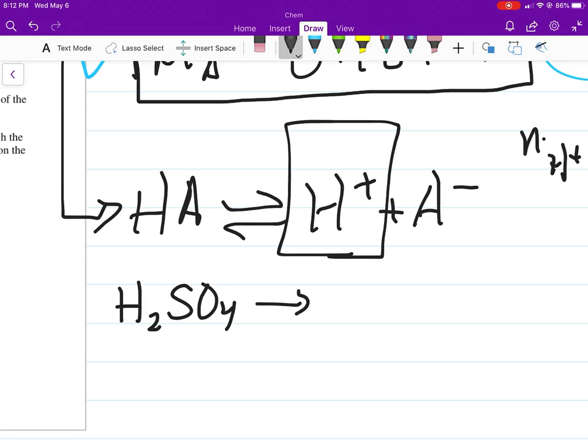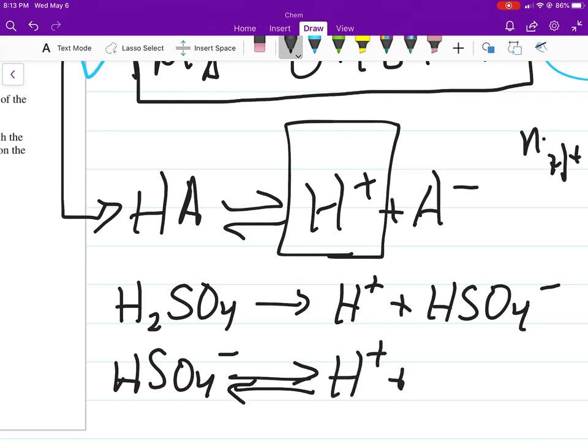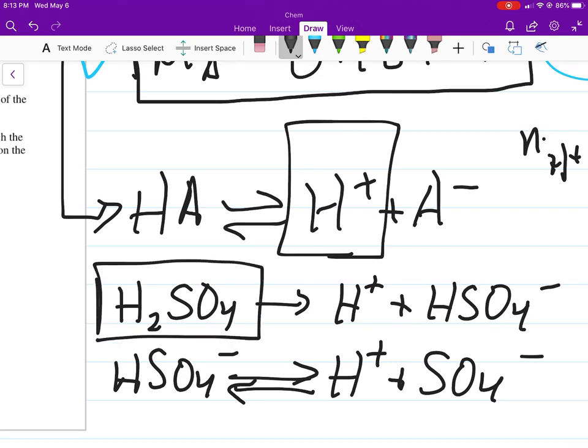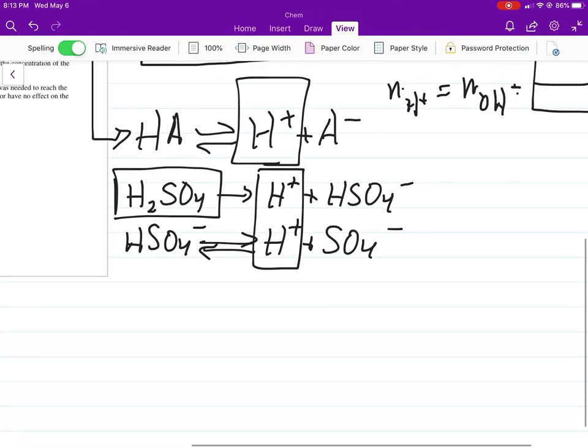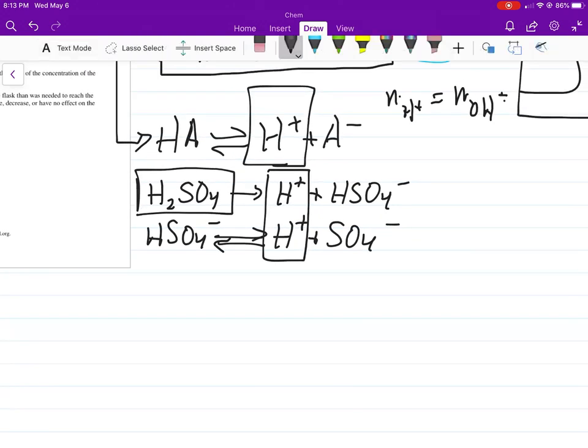right? First, it will dissociate once, but then it will dissociate again. So here we can see one molecule of sulfuric acid will yield two equivalents of H plus. So this equivalent concept is known as normality. And normality is just defined as the number of equivalents of hydronium or hydroxide ions present per liter of solution.